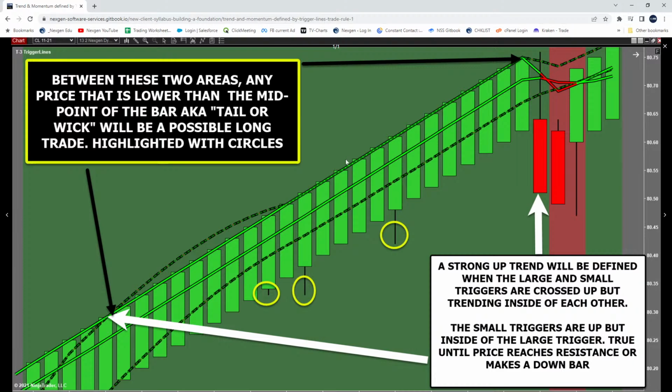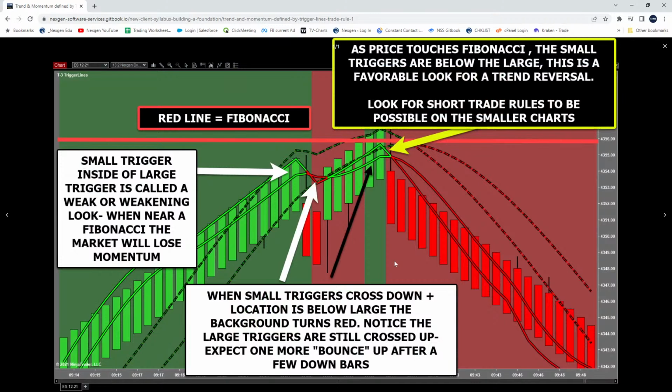Now, this is a very, very common thing, and you're going to see this a lot. You're going to get the first push up. And whenever the first push up is really strong, usually you're going to get a retracement, then you're going to get another push up. And the second time, when you reach a termination condition, if the small triggers are physically below the large triggers, you're going to have a much better top. Does that make sense?